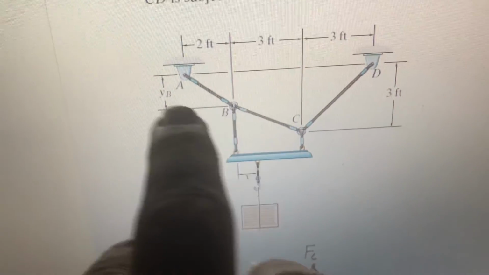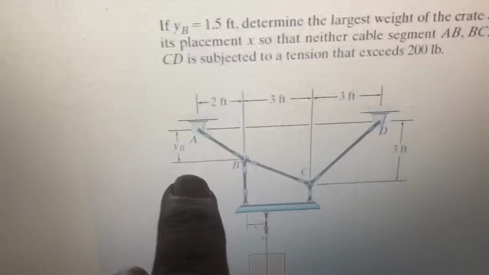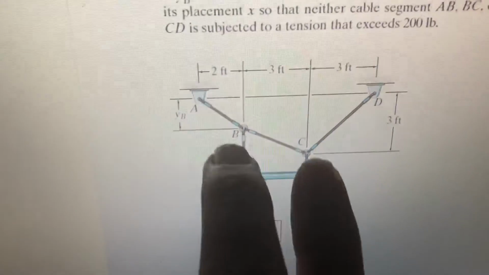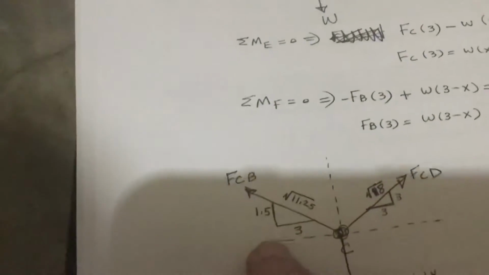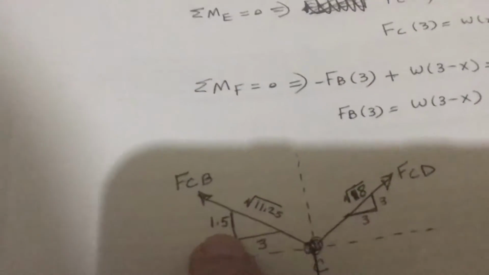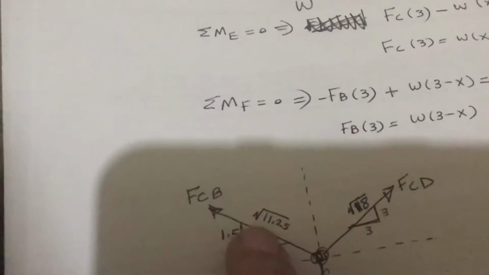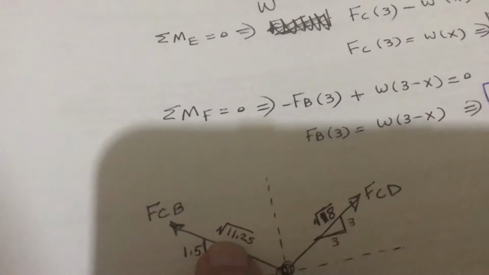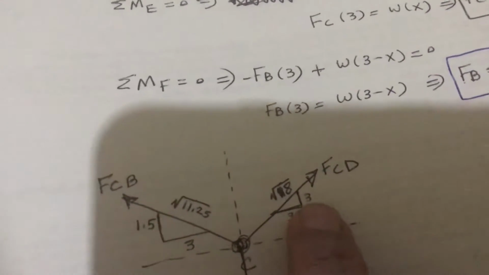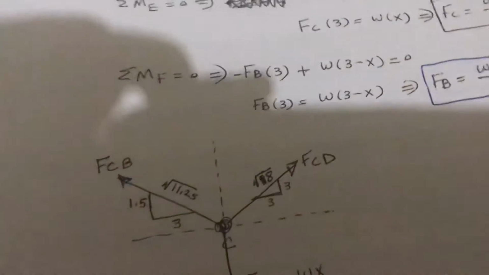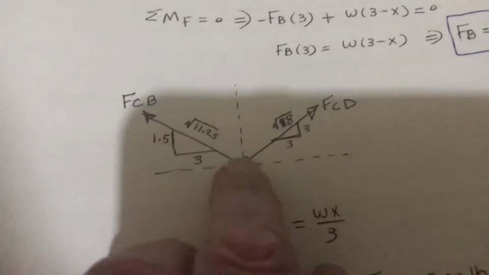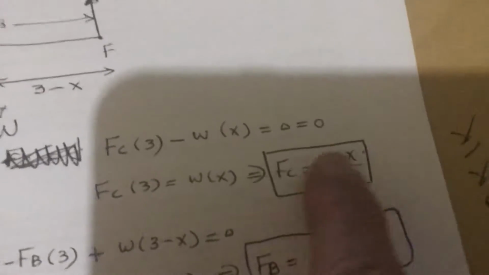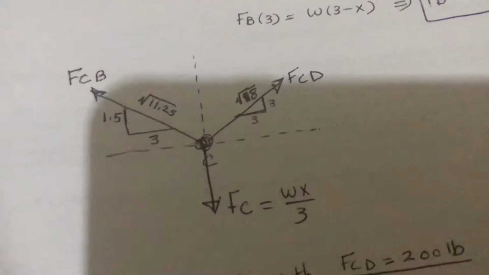And for CB, remember YB was equal to 1.5. So if the whole thing is 3 feet, this is 1.5 and 3 feet in the X. So 3 and 1.5. To find this length, 3 squared, 9, plus 1.5 squared, equals the square root of 11.25. Same thing here, 9 plus 9, square root of 18. So we have FCD and FCB, and FC at the bottom, which we found before as WX over 3.